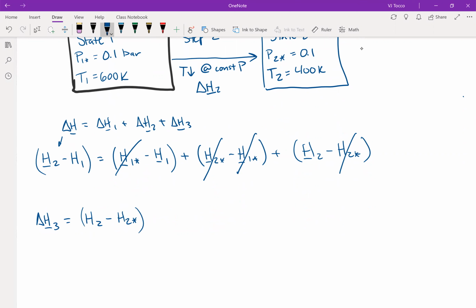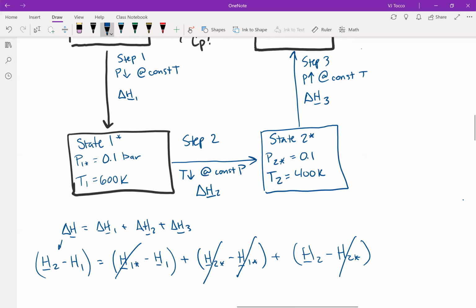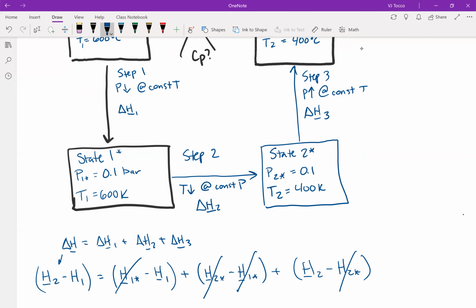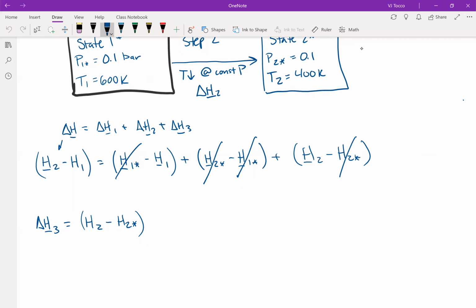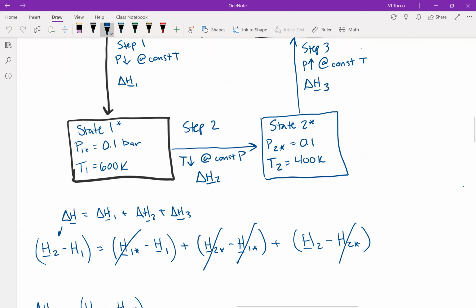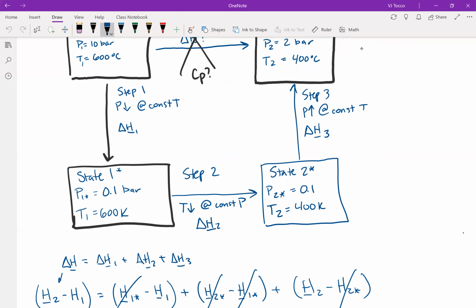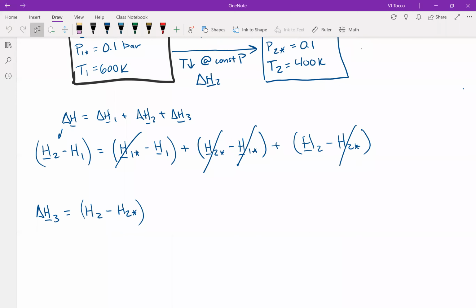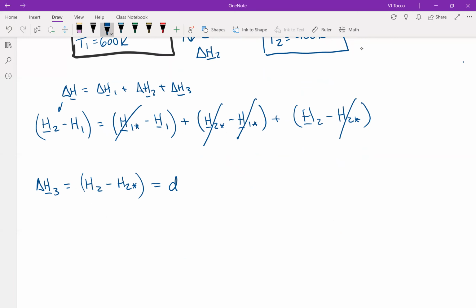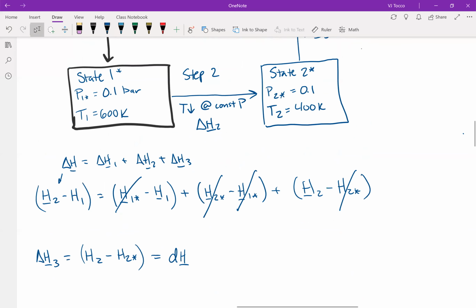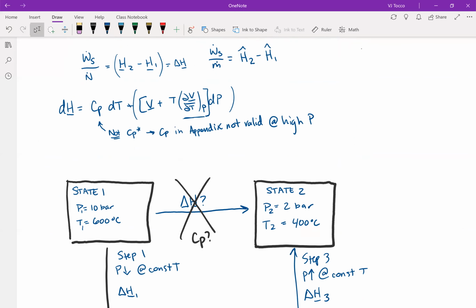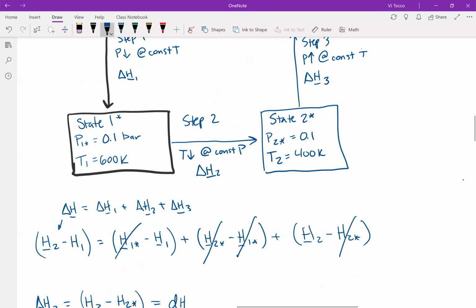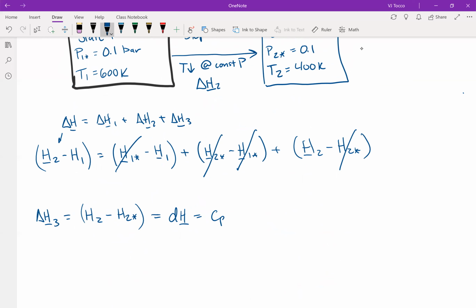Try not to get confused with my notation. This 3 here denotes it's just step 3 in my hypothetical process path. And the 2 and 2 star refer to my 2 being the actual ending process state, and 2 star being one of my hypothetical process states. So I can use that expression that I derived above. I can go to differential form, and I'm just going to copy this exact thing from above below. So it is Cp dT.